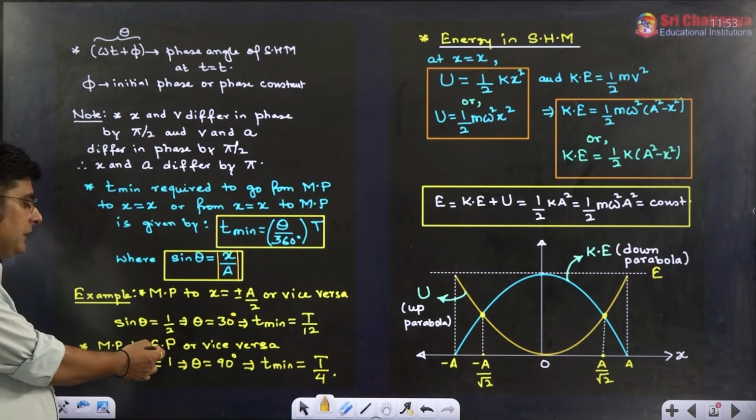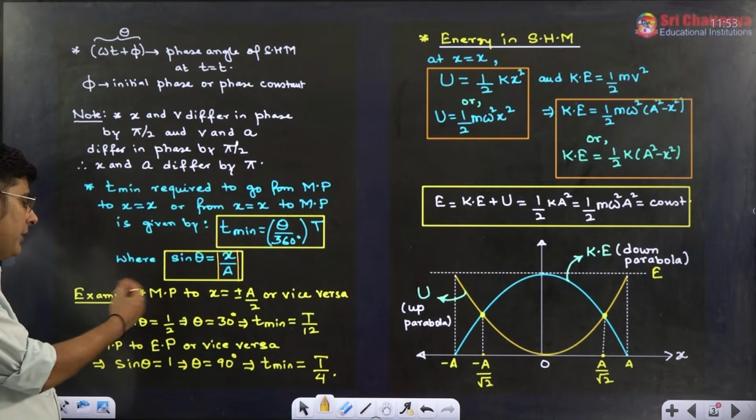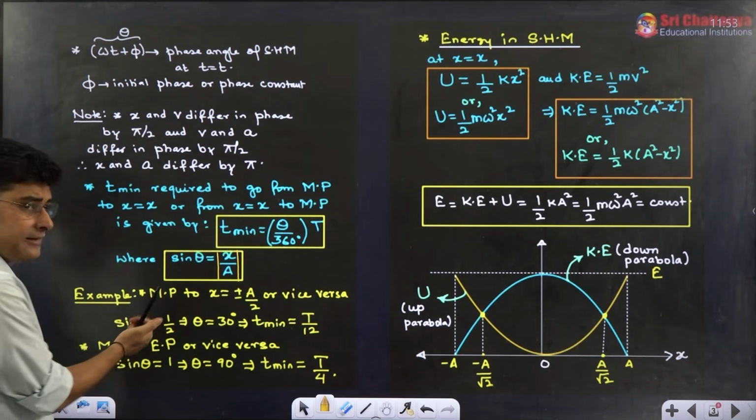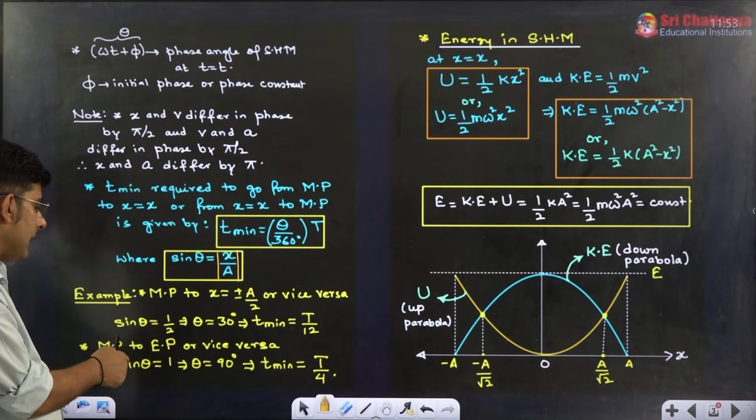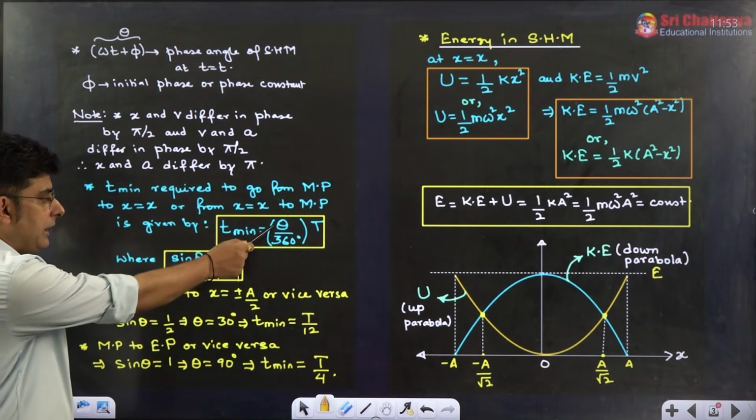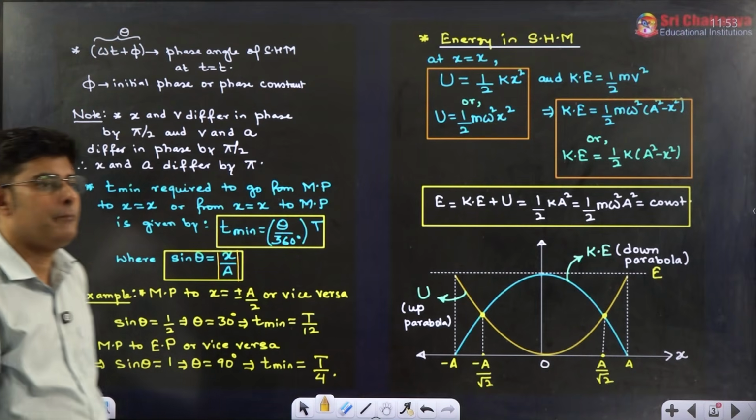If you want to go from mean to extreme or vice versa, mean to any extreme, right or left, you know x will become plus minus a. If x is plus minus a, that means sin theta will become 1. So theta will become 90. So time will become 90 by 360, that is T by 4. Clear?